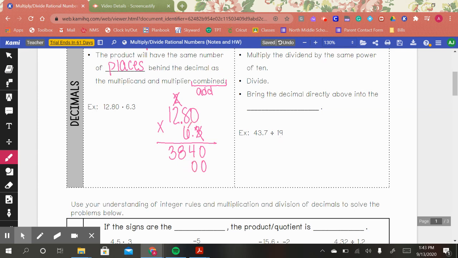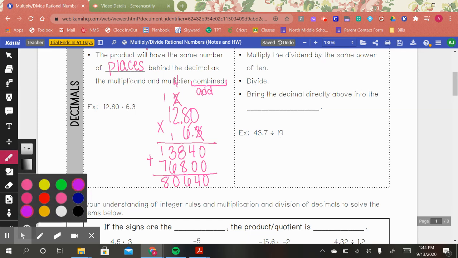6 times 0 is 0. 6 times 8 is 48. Put my 8, carry my 4. 6 times 2 is 12, plus 4 is 16. Put my 6, carry my 1. 6 times 1 is 6, plus 1 is 7. Now that I have my two sets of numbers, I need to add those up. Make sure I am carrying. And I have 80640.